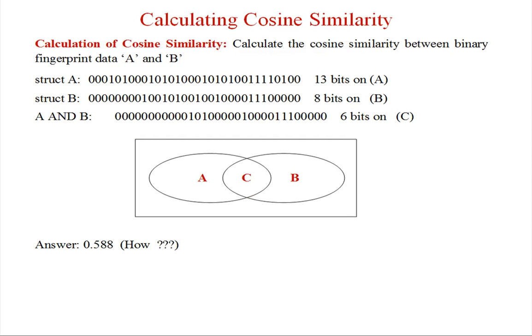Calculating cosine similarity. For example, suppose we have two structures. These are the common bits, noted as C. Then what will be the cosine similarity between fingerprinting data A and B? How to calculate?